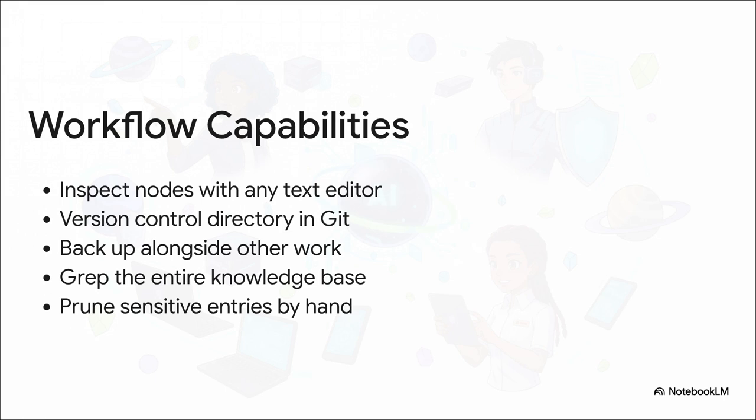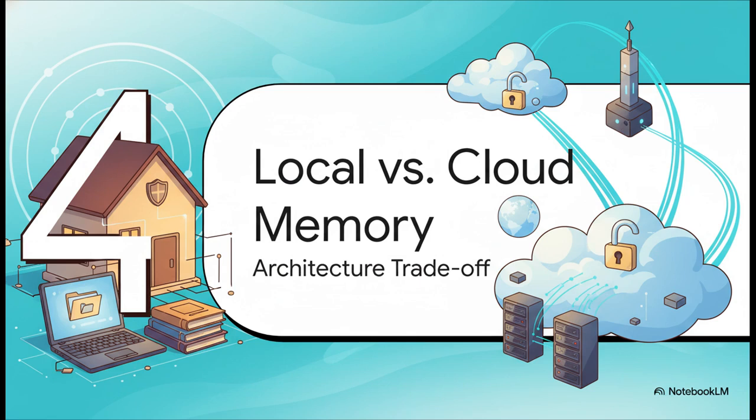If the AI makes a bad inference or captures sensitive info you don't want it holding onto, you just prune those entries by hand. You don't have to learn some custom data model or fight with a clunky web interface. You just edit a text file. Boom. Done. This brings us to section 4, local versus cloud memory.